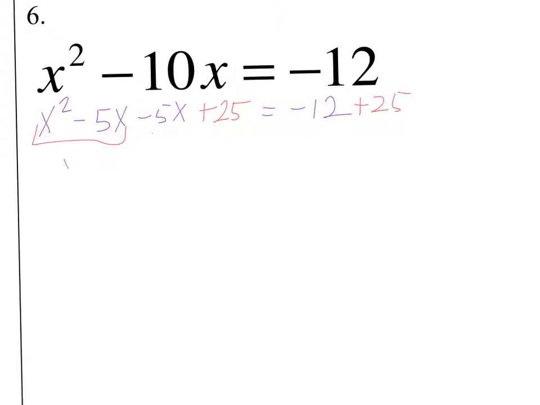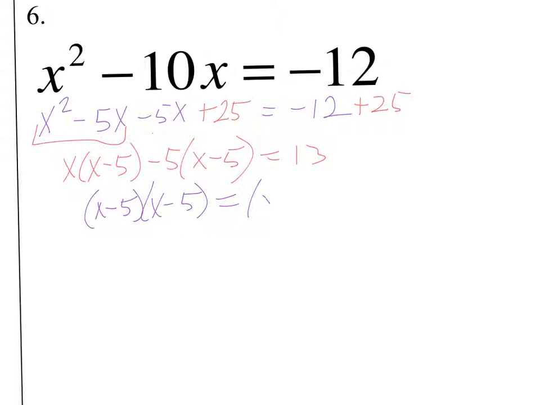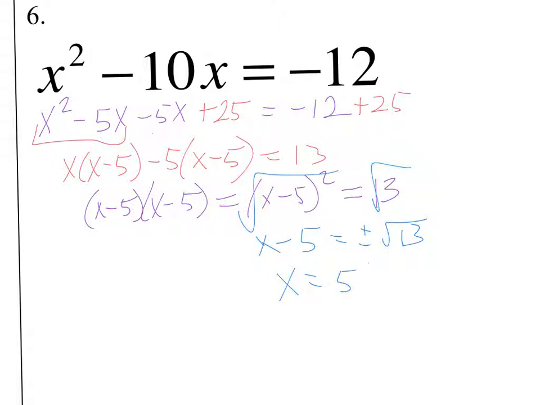x squared minus 5x has an x in common, x minus 5. I can take a minus 5 out of my next two, and I get x minus 5. On my left side, I'm going to have 13. My right side is going to continue factoring to x minus 5 times x minus 5. In other words, x minus 5 squared. We have completed the square. Whoop, whoop. That's equal to 13. I'm going to take the square root of both sides in order to get my x by itself. So x minus 5 is equal to plus or minus the square root of 13. x is equal to 5 plus or minus the square root of 13. We've got to get that x by itself.